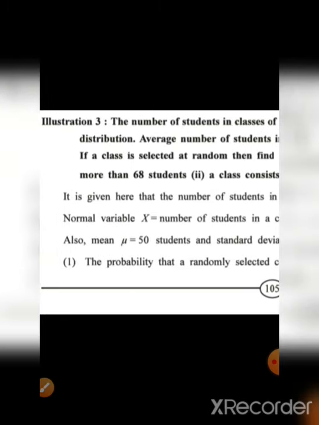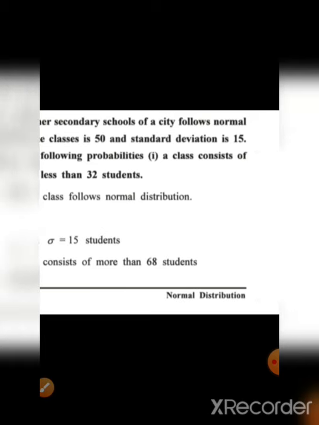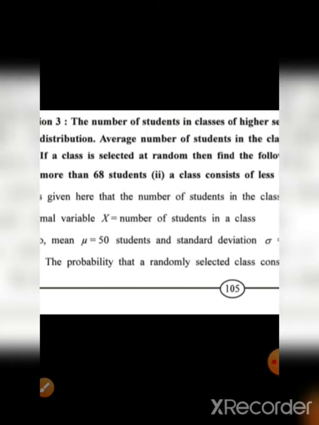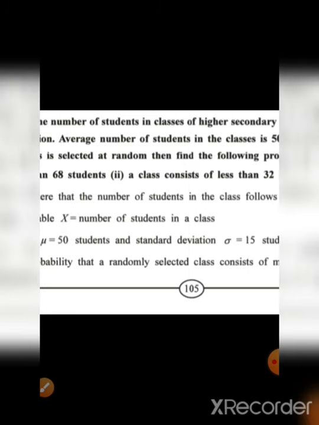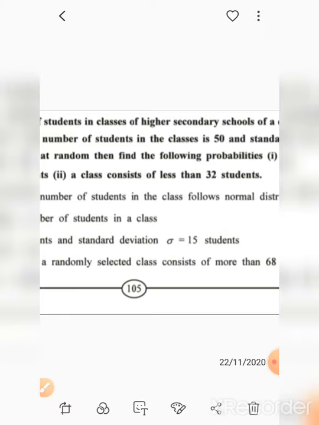What they have given further is that if a class is selected at random, then find the following probabilities. The first one: a class consists of more than 68 students. Now what is 68 over here? It is actually your x, right? Similarly, the second part of the question: a class consists of less than 32 students. So this 32 is also the value of your x.